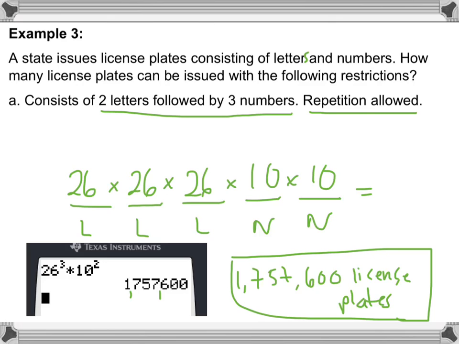And if I think about what I want to add more, would it be better to add a letter or a number? I'd have to go with adding another letter, because if I add another letter, I'm going to be multiplying by 26, as opposed to adding another number, which would only multiply it by 10. So in this case, if I wanted to get more license plates, I'd rather add another letter than a number.